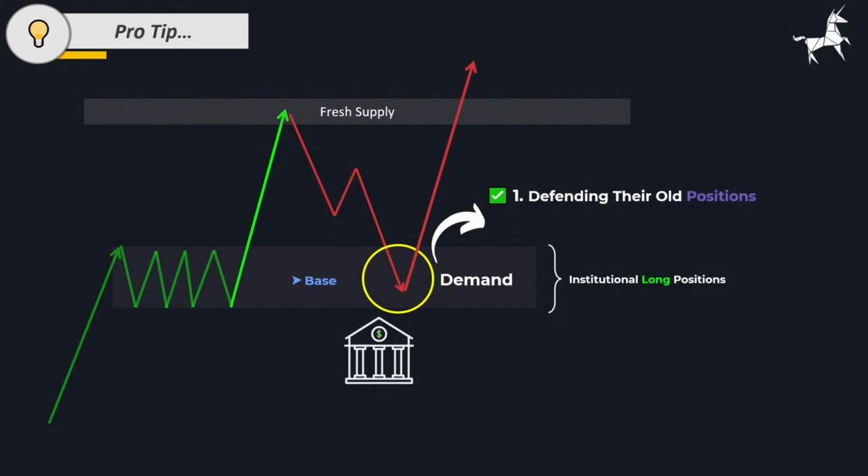Another key reason is that large institutions rarely enter the market all at once. They scale in gradually, often in multiple stages, especially around zones where their earlier trades left clear footprints. This means not all of their original orders were filled during the first move. So when price comes back, they use the opportunity to execute the rest of their trades. And that's exactly why we wait for price to revisit these zones. The same logic applies in reverse for supply zones.